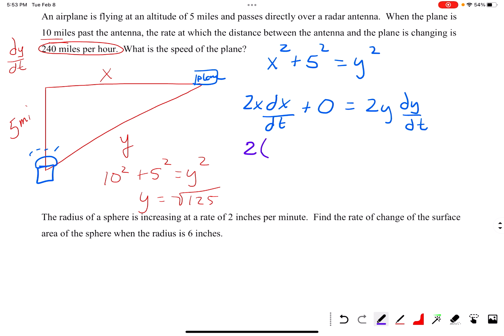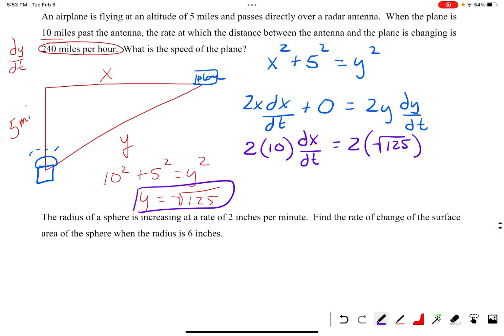So we're going to do the plug-in step here. It's going to be 2 times 10, that's where we're taking the snapshot. dx/dt is just the speed of the plane, that's what we're solving for. 2 times y, we had to calculate that, so it's the square root of 125. And dy/dt is the rate of change of the distance between the antenna and the plane, which was 240. That was part of the problem. All right, so now it's just, I guess, divide both sides by 20. Is that right? I think that's right. So, what's that going to be? 480, I guess, for the constants.